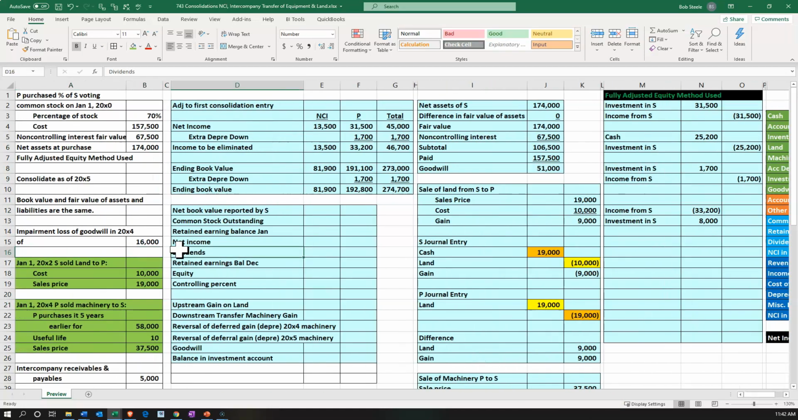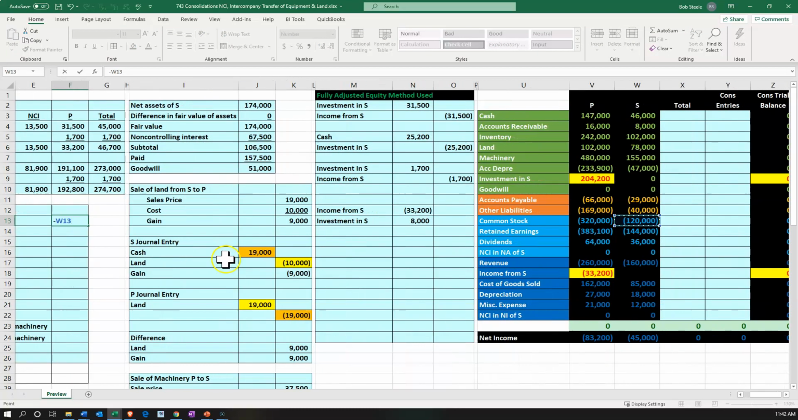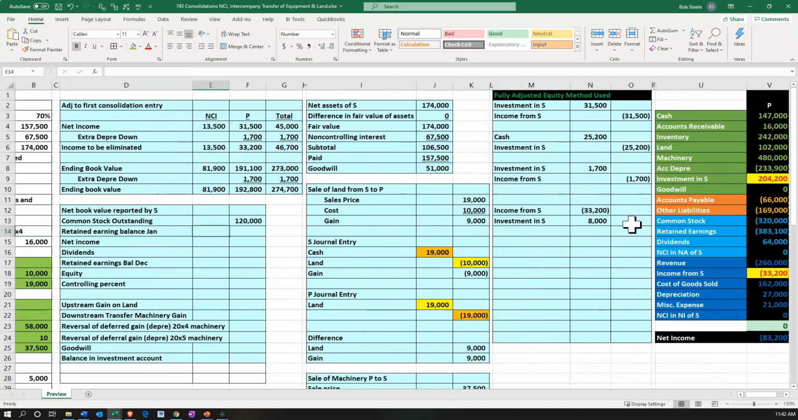If we didn't have such a nicely formatted trial balance, that would be a more difficult number to come to, right? So if we had the common stock, I'm going to pick this up. Here's the common stock, the 120,000 for S. Then we're going to take a look at retained earnings. Let's do a quick calculation of the retained earnings.